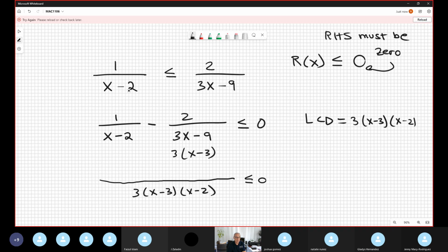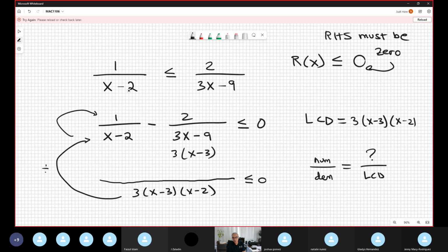You remember, you divide the LCD by the denominator, and multiply by the corresponding numerator. Let me explain it. You have the LCD, and you have a denominator and numerator. I want to find one expression that is equivalent. You divide the LCD by the denominator, and this result is multiplied by the corresponding numerator, and you get the equivalent expression.